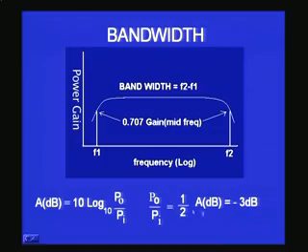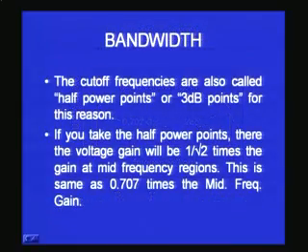VO by VI will be 1 by root 2. So the voltage gain therefore will correspond to 1 by root 2, and if you calculate what is 1 by root 2, you would find it is 0.707. So 0.707 times the mid frequency gain, when I get that, I will mark that point as a cutoff point for the frequency, F1 or F2, depending upon where I mark the point.